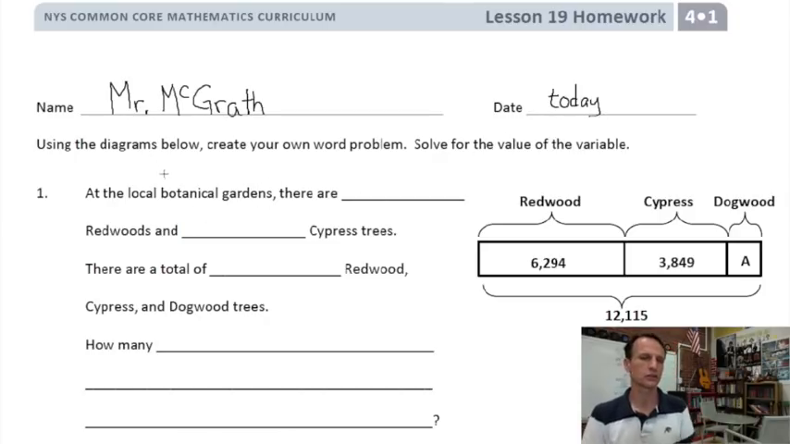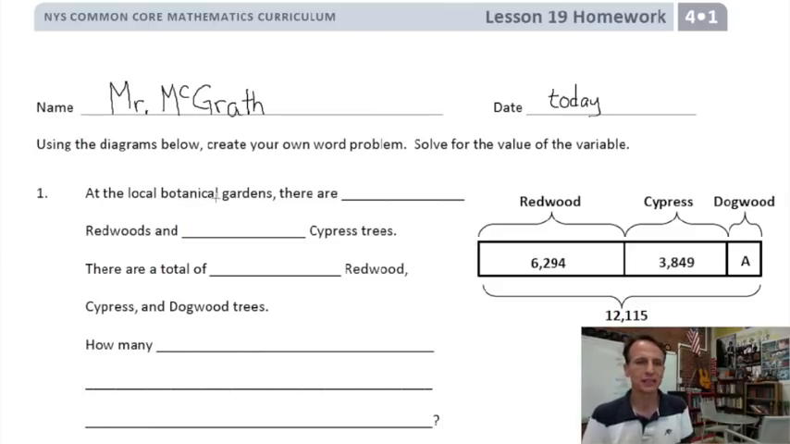So here are simple instructions. Using the diagrams below, here's our diagram, create your own word problem. Solve for the value of the variable. And we've been using variables all along here. We can see right here, A is what we'll be solving for, dogwood. All right, so let's see what they give. They kind of give us a fill in the blanks here.